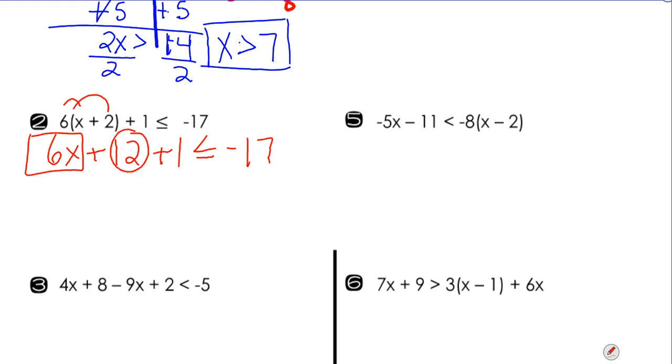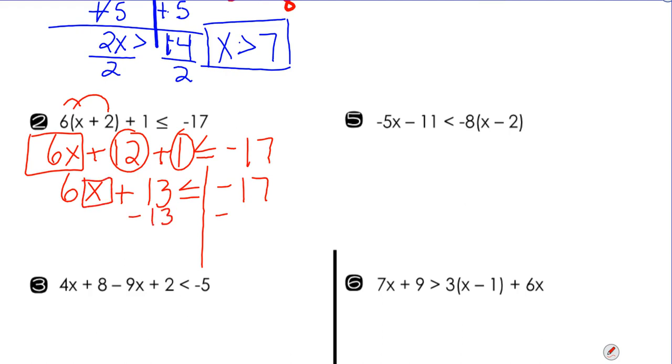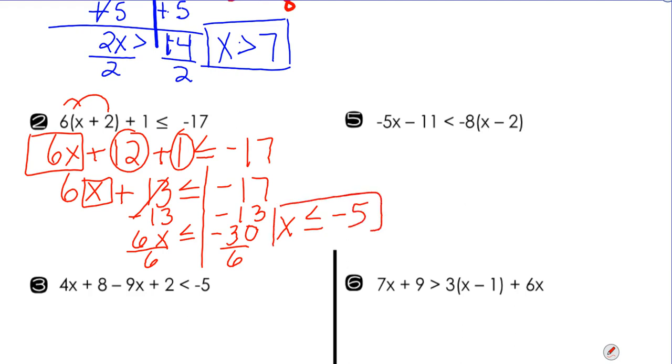So 6x, I have 12, and I have 1 on the left side. Is there anything for me to combine with 6x? No. Is there anything else we can combine? The 12 and the 1. So we can combine our whole numbers. So we get 6x plus 13 is less than or equal to negative 17. Now we have a two-step inequality. So we're going to subtract 13 from both sides. We're trying to isolate our variable. When I do that, this cancels out. I get 6x is less than or equal to negative 30. I divide both sides by 6. And x is less than or equal to negative 5, because negative 30 divided by 6 is negative 5.